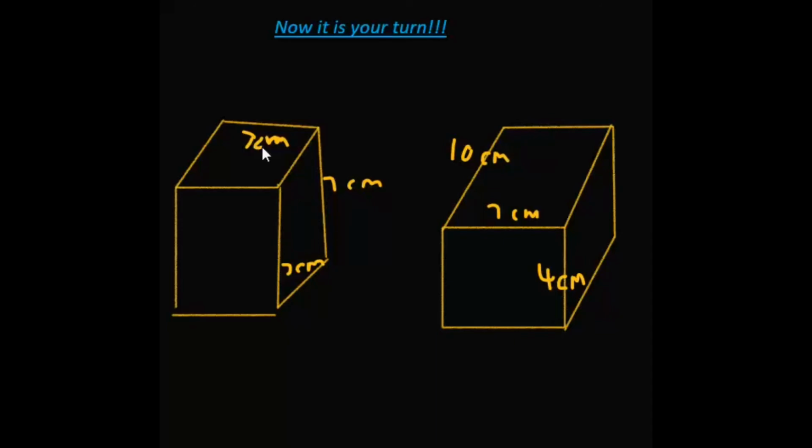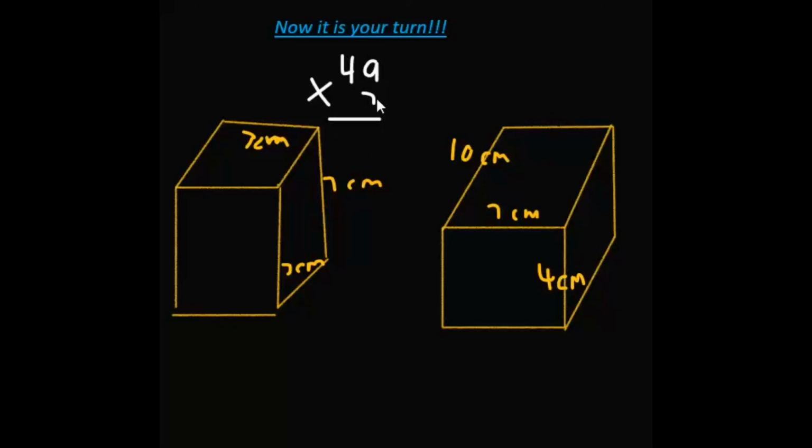So let's find the volume. 7 times 7 is 49. So 49 is our base, or length times width. So 49, now we have to do 49 times the height. The base times height, or length times width times height, which is 7. So now 49 times 7.